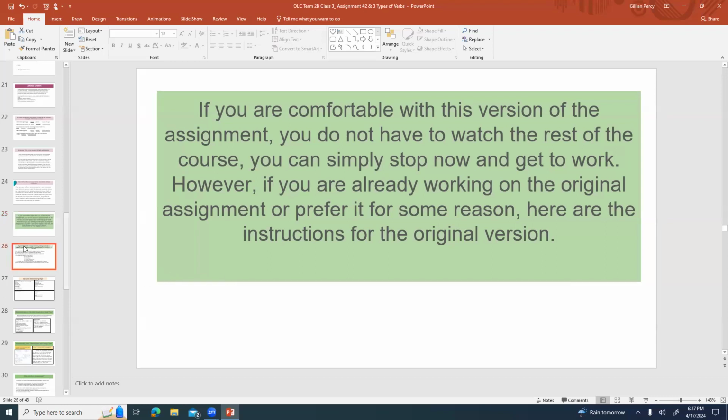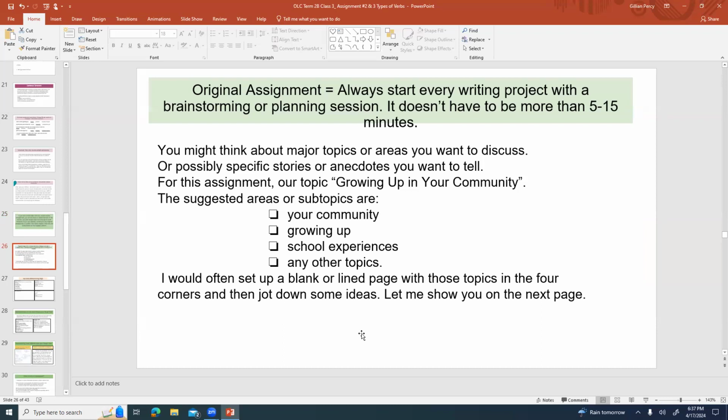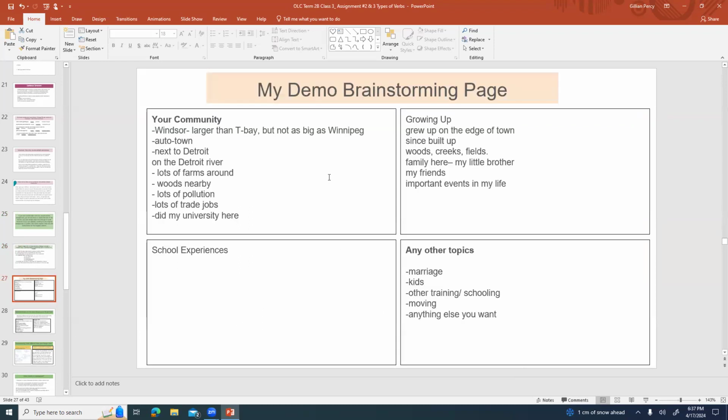But if you want to keep on, here is the original assignment. I started with talking about brainstorming. You might want to think about the major topics or areas you discuss. They did give you ideas. The suggested areas were community, growing up, school experiences, or any other topic. It's very similar to what I've done. I've tried to simplify it a little bit, okay? And here I did some demo brainstorming, things about my community, things about growing up.